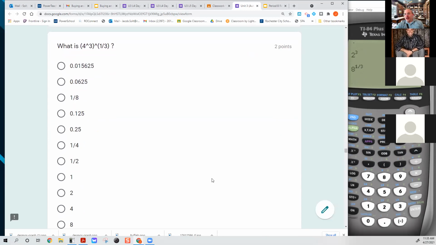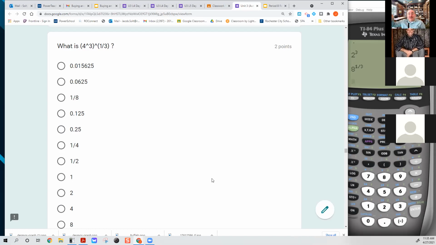Okay. Let me try to be tricky now. What's 4 to the 3rd power raised to the 1/3 power? You don't actually need a calculator for these. Yeah, it's going to go back to what it was, right?